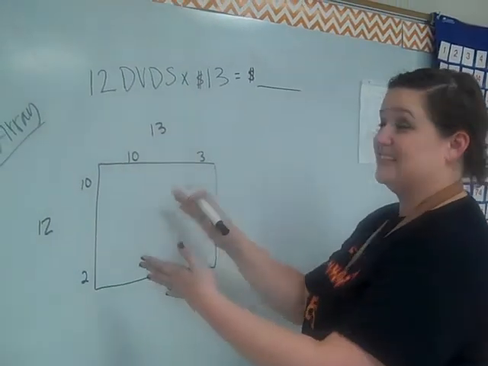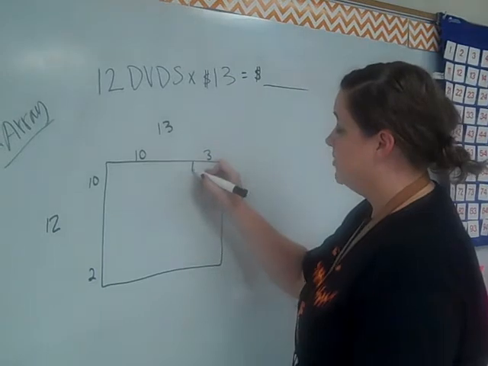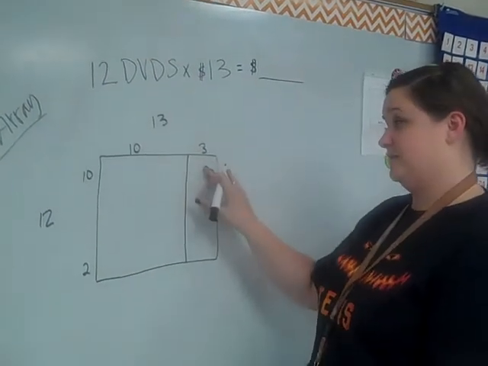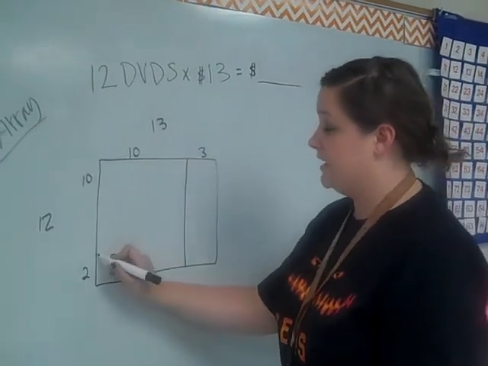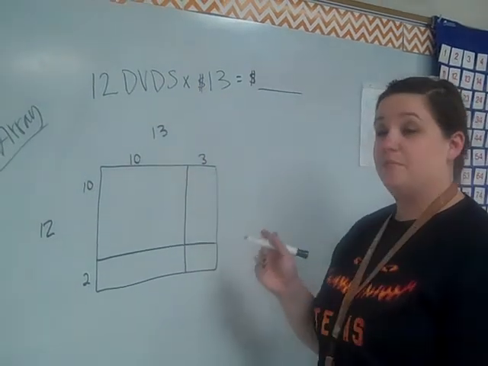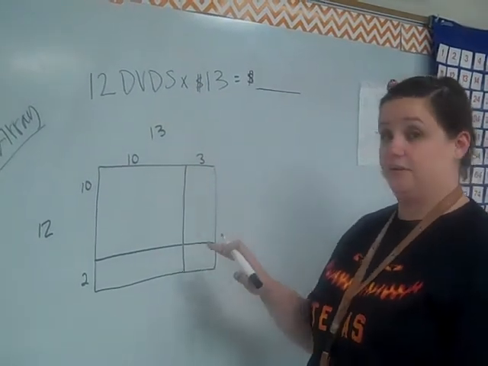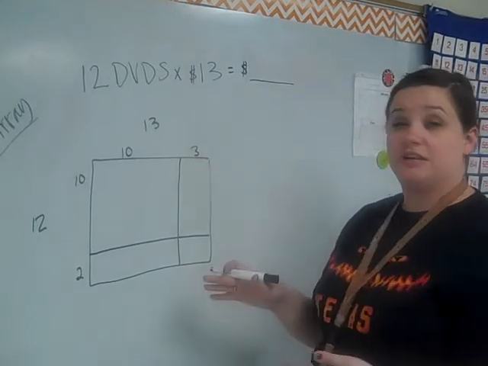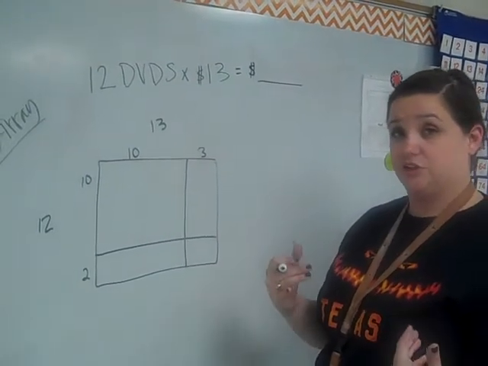Now I know 10 is a lot bigger than 3, so I'm going to draw my line to show that 10 is bigger than 3. Same with 10 and 2. Now that my array has been broken up into 3 to 4 sections, I can look at each section and write a multiplication equation that I can do in my head.